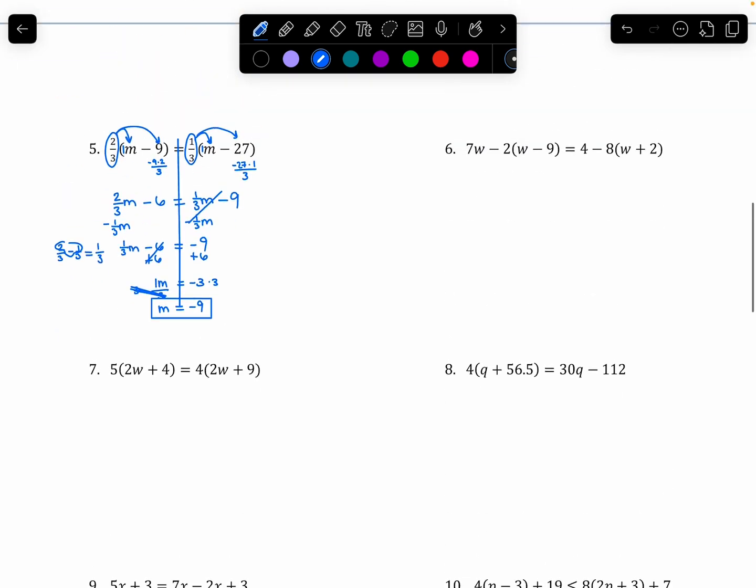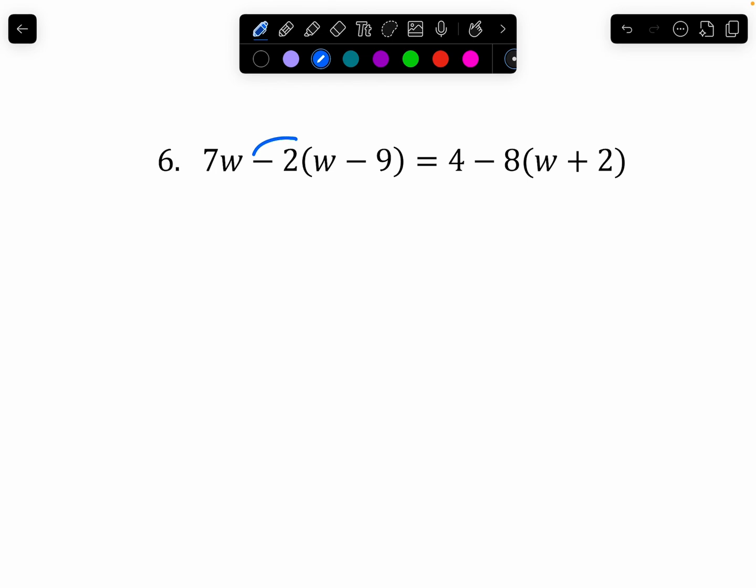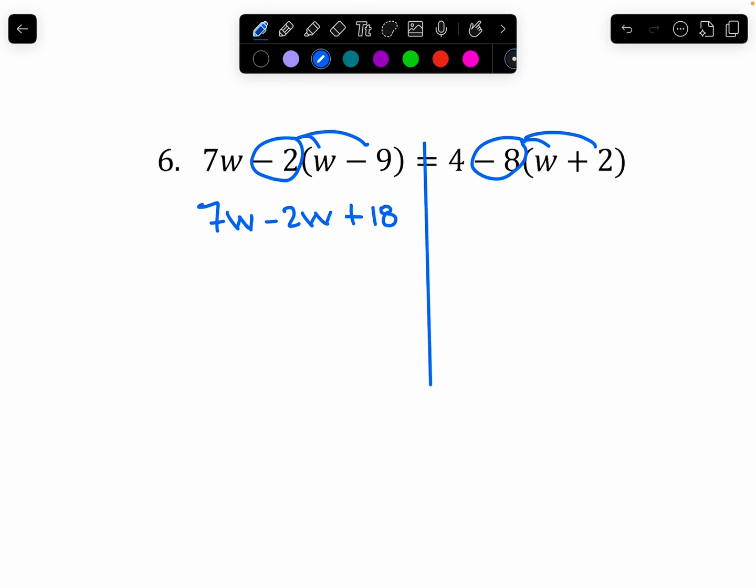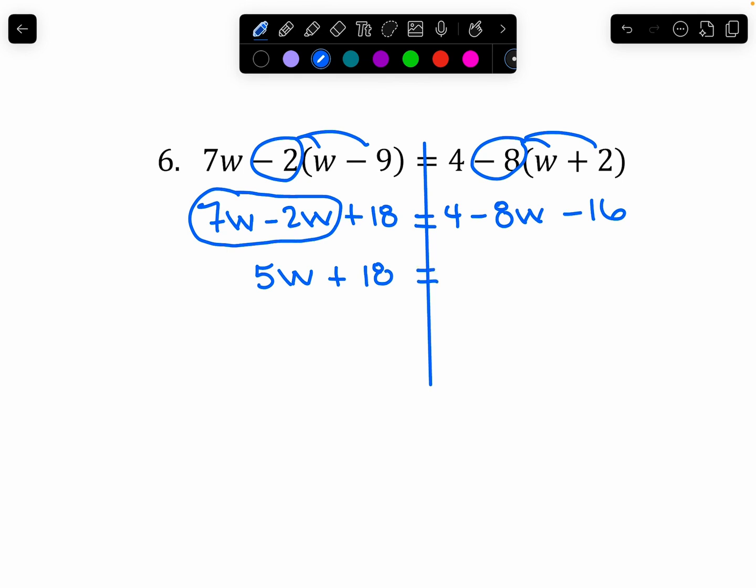Alrighty, let's move on to number 6. I'm going to have to do the distributive property here, and here. I'm going to go ahead and drop my line. This will be 7w minus 2w plus 18 equals 4 minus 8w minus 16. On the left-hand side, I can combine 7w minus 2w, which is 5w. And then on the right-hand side, I can actually do 4 minus 16, which is negative 12.